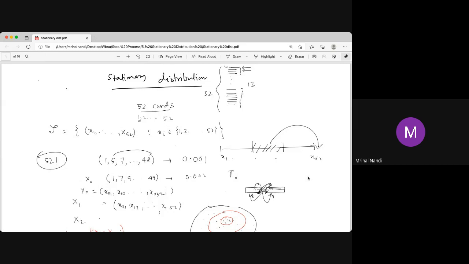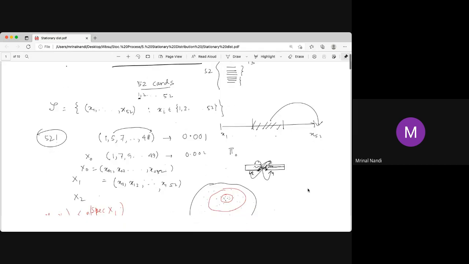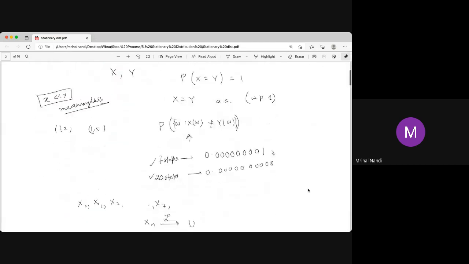And it can be shown by using the Markov chain property, with some probability calculation, that after 7 shuffles the distribution of the 52 cards is very close to the stationary distribution. We can prove that the stationary distribution is uniform. A uniform distribution is the stationary distribution for this problem of shuffling 52 cards. So this is the idea and concept of stationary distribution. It is a very common and popular example, the shuffling of 52 cards.